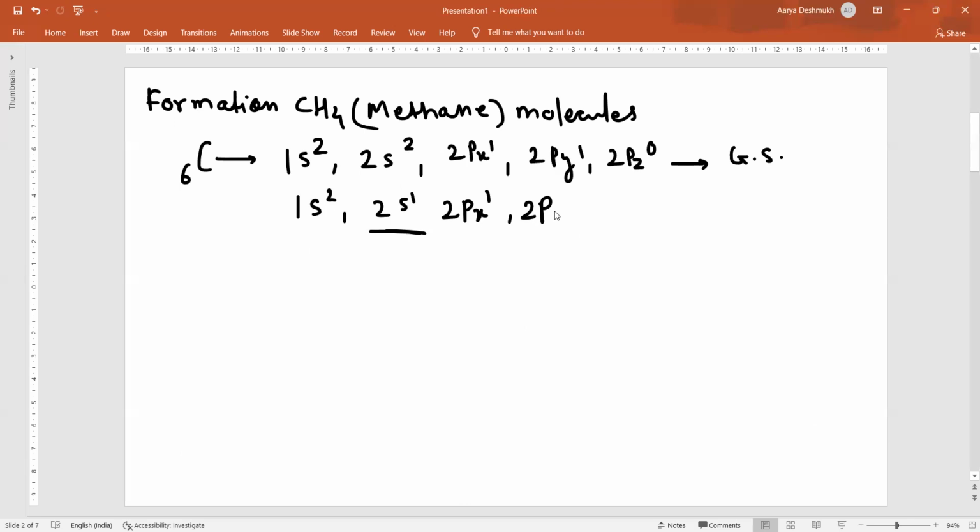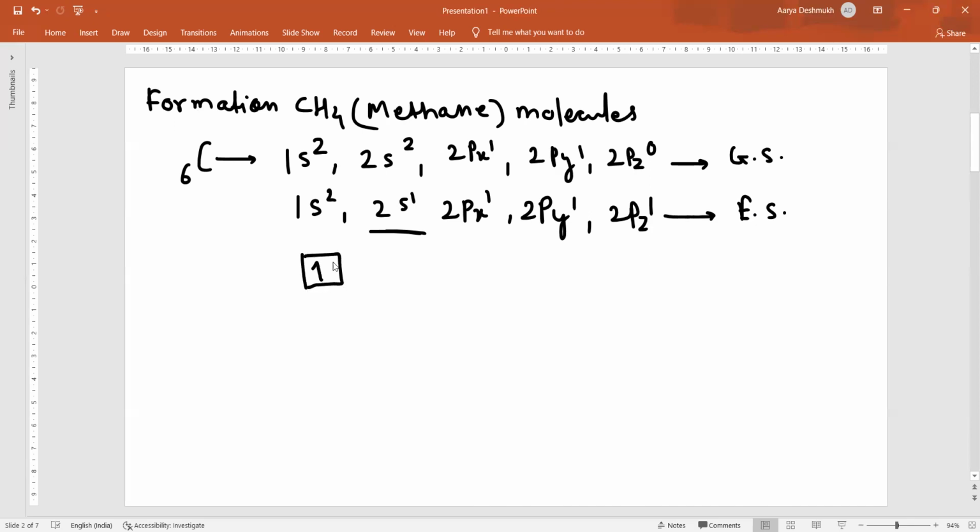This is 2py1 and then 2pz1. So this is the excited state electronic configuration of carbon. You know this thing. Now when these orbitals combine together, write the box diagram for this.